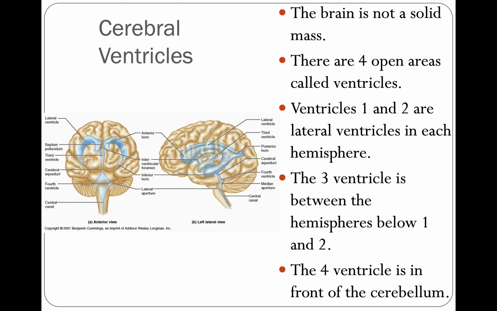The brain is not a solid mass. There are four open areas called ventricles. Ventricles 1 and 2 are lateral ventricles in each hemisphere. As you can see, they are here. Ventricle 3 is between the hemispheres below 1 and 2. This is it right here. And then ventricle 4 is in front of the cerebellum, and this is ventricle number 4. So this is 1 and 2. This is 3, and this is 4.